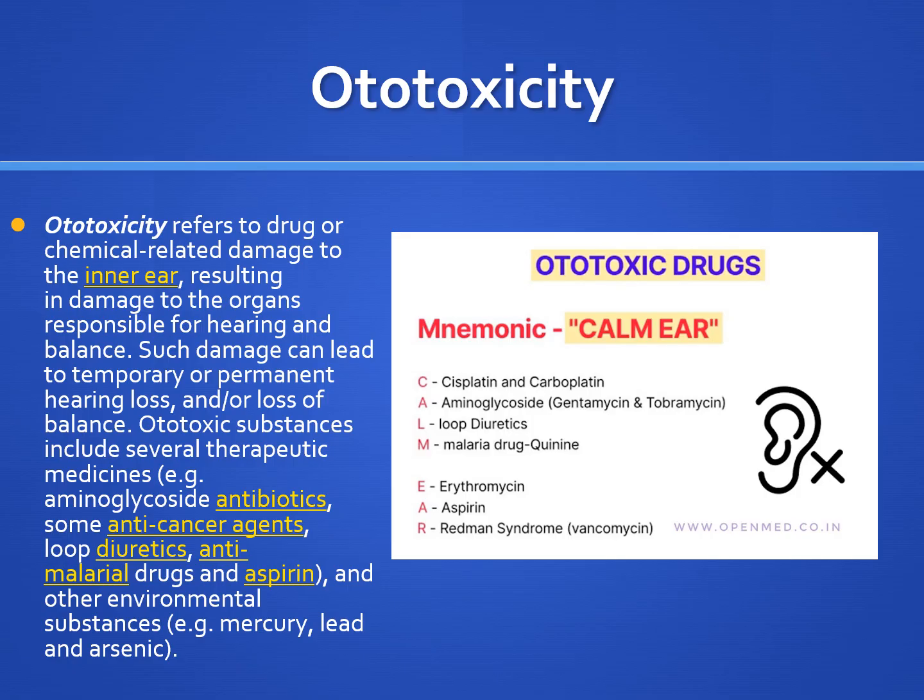So C for cisplatin, A for aminoglycosides like gentamicin, tobramycin, L for loop diuretics, M for malaria drugs, E for erythromycin, A for aspirin in high doses, R for vancomycin with red man syndrome association. And then environmental causes, there's not just medications that can cause ototoxicity. Heavy metals like mercury, lead, and arsenic can also cause ototoxicity. So as nurses, we want to connect our medication history and symptoms, especially patients with any hearing loss.